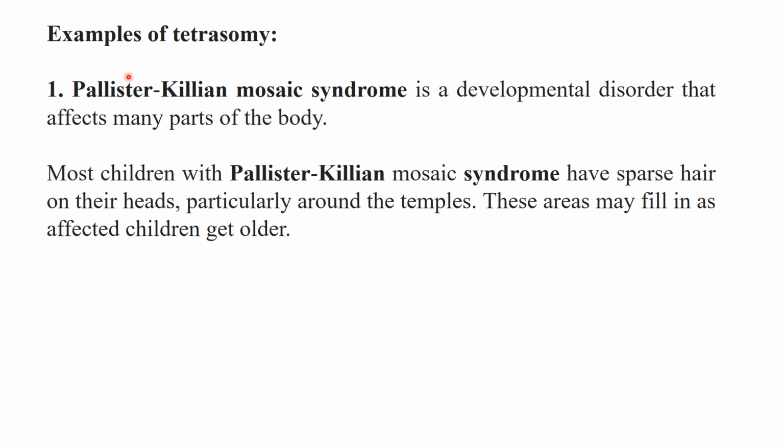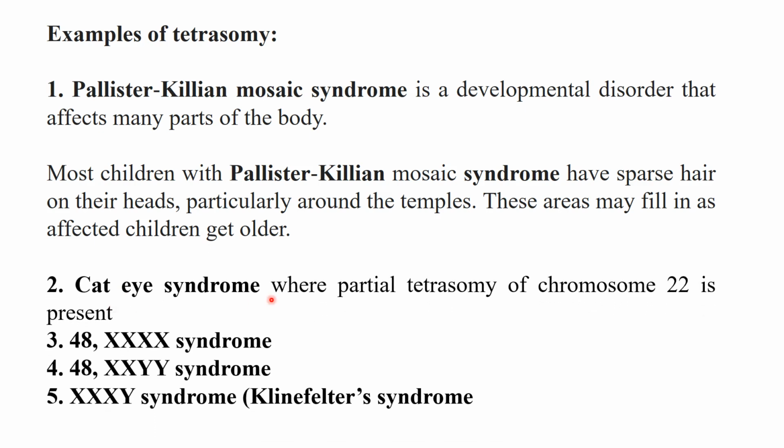Examples of tetrasomy: Killian mosaic syndrome is a developmental disorder that affects many parts of the body. Most children with Killian mosaic syndrome have sparse hair on their heads, particularly around the temples. These areas may fill in as affected children get older. Cat eye syndrome, where a partial tetrasomy of chromosome 22 is present.